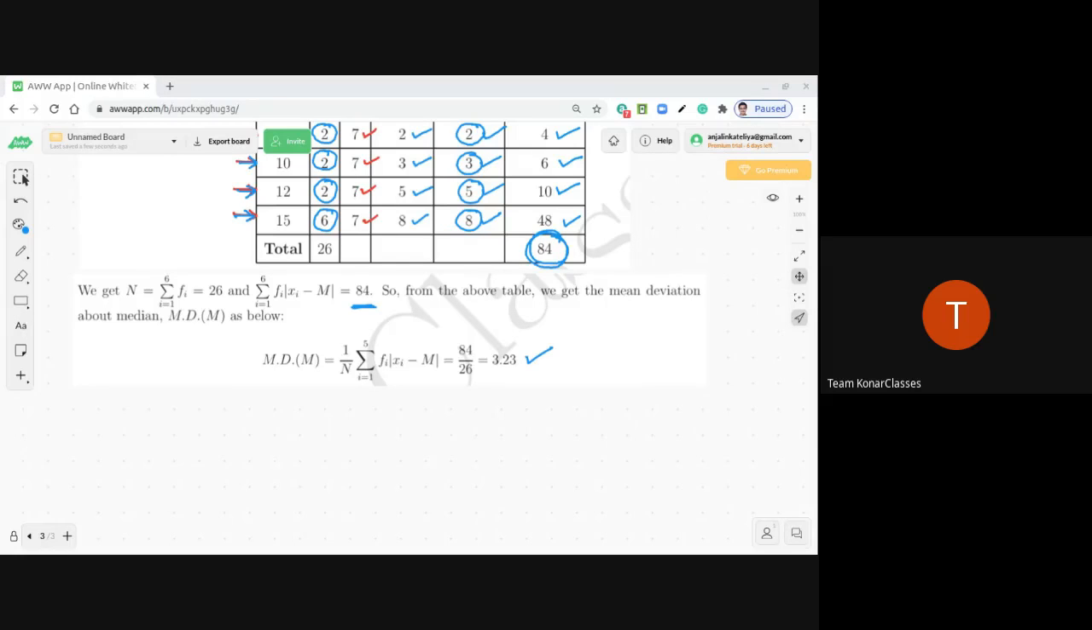Now, today I would like to conclude here. In the next class, we need to do the mean deviation for continuous frequency distribution. There we'll see the mean deviation about mean for continuous frequency distribution, and then the mean deviation about median for continuous frequency distribution. That all we'll discuss in the next class.